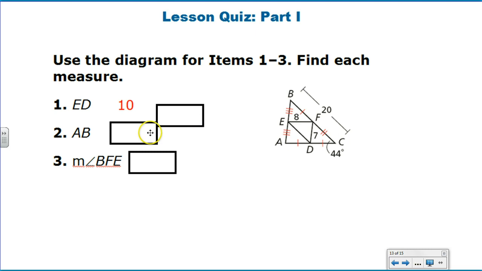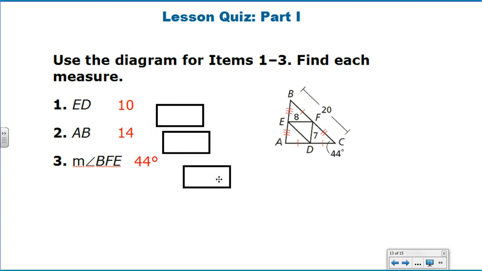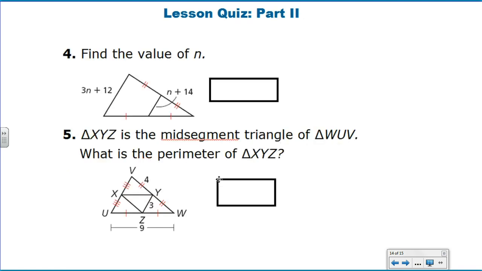ED is 10, AB is 14, and that angle measure is 44 degrees. Okay, and please pause this. Do your best work. Come on back and check it.